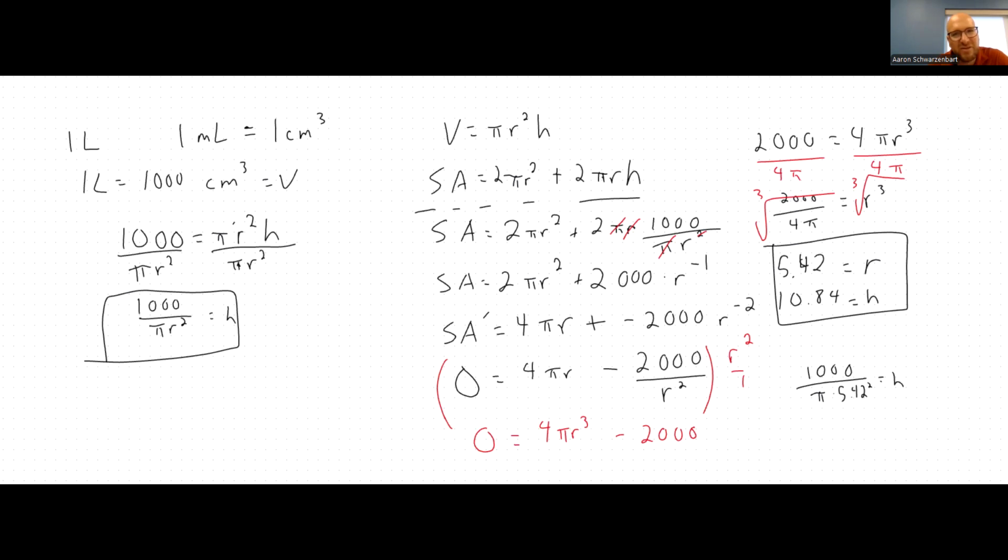It does want to verify that this would be a minimum. You could do a second derivative on this, which would be a bit of a pain, and get that it's concave up so that it's positive. That would mean it's a min. They do a bunch of that in the book.